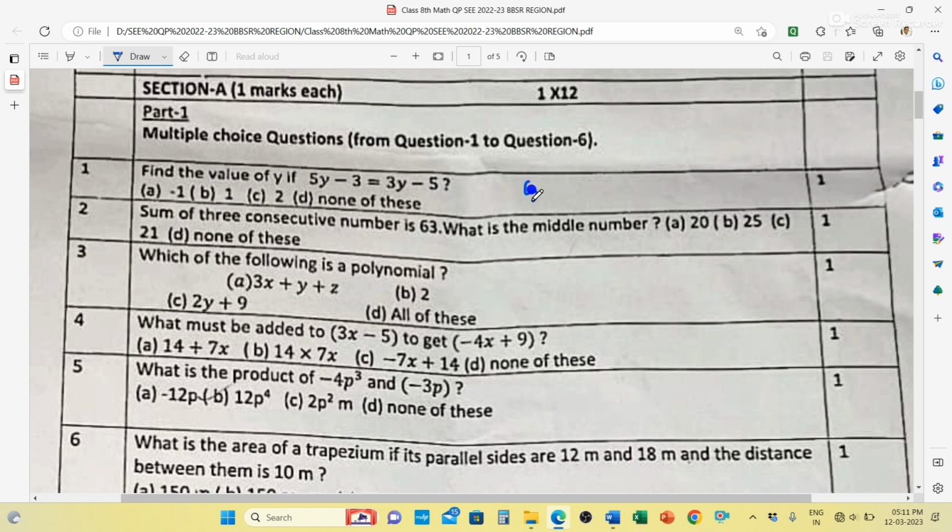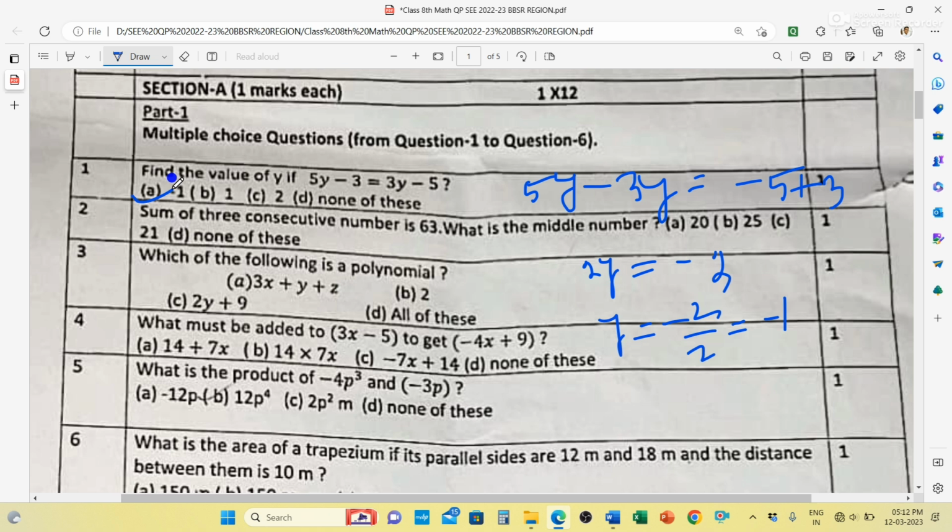So 5y, if you bring 3y to the left side, it will be minus 3y, equal to, here in the right side, minus 5. And if you bring minus 3 from left side to right side, it will become plus 3. So 5y minus 3y is 2y. 2y equal to minus 5 plus 3, minus 2. So y equal to minus 2 by 2 equal to minus 1. So the value of y will be minus 1.